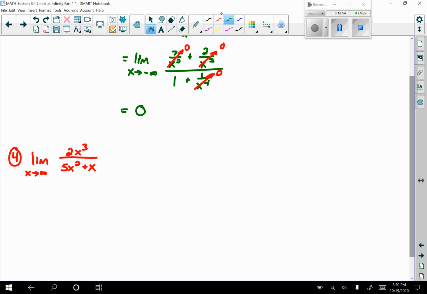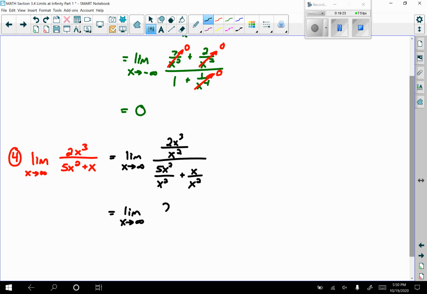Okay, very similar for number 4. Let's go through the same process. Pause the video to copy that down. And then we just want to divide everything by the largest power of x in the denominator. So in this case, it's going to be x squared. So I'm going to go through and say 2x cubed over x squared, and then 5x squared over x squared, plus x over x squared. And then we want to simplify this.